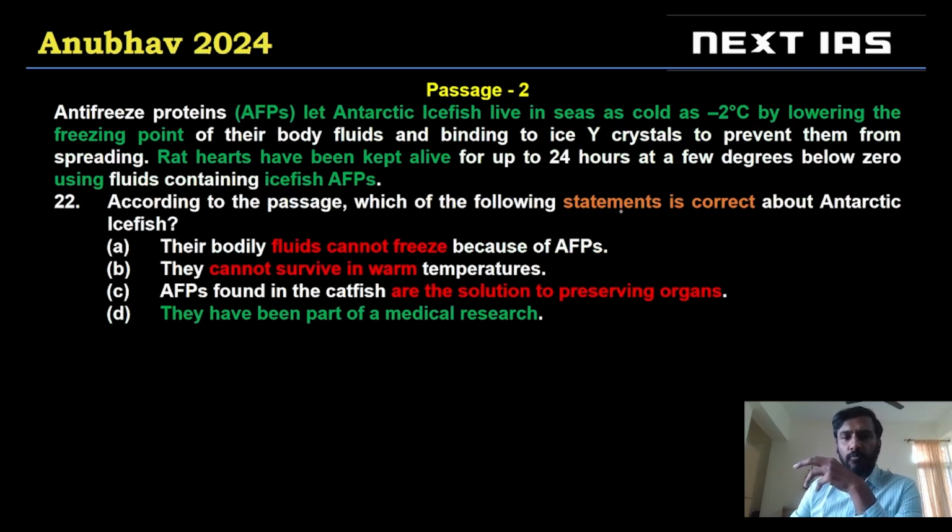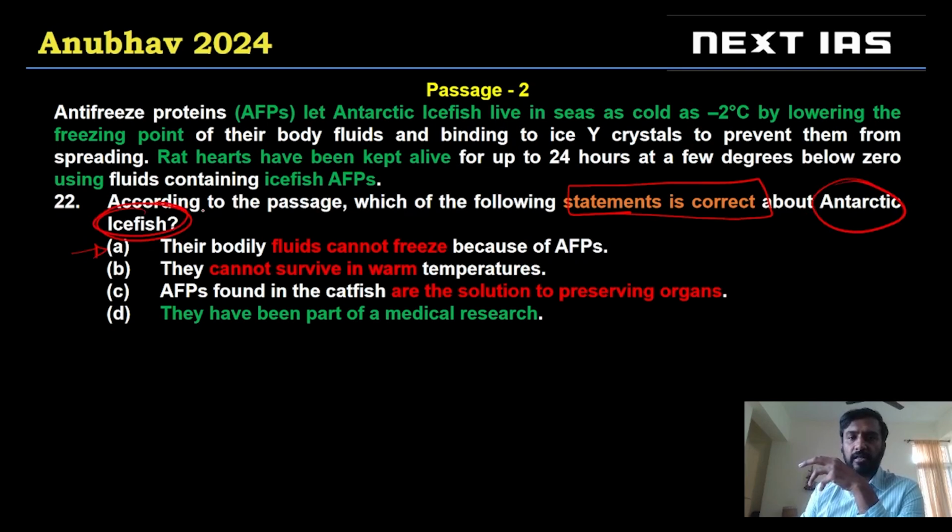Okay. Now, which of the following statements is correct? A simple fact-based question. Let's look at A. This is about facts regarding Antarctic ice fish. So their bodily fluids cannot freeze in seas as cold as -2 degrees Celsius. So we haven't gone beyond -2. We don't know what happens at -3, -4, -5, etc. Right? So cannot freeze would be invalid. They cannot survive in warm temperatures. Again, in warm temperatures, it's not being discussed whether they survive or not. So B would be invalid.